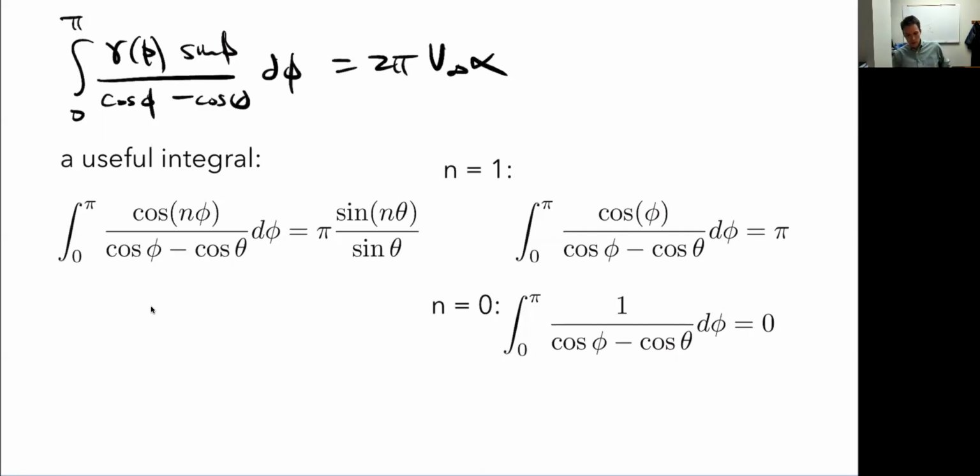Okay, so here's an integral. We can go look this up in our integral tables. It's useful. We're going to use it again later in the semester when we talk about wings. This formula holds for any integer n. Two cases are useful to us right now. One is the case n equals 1. If I plug 1 in here, I get this thing on the left-hand side. And on the right-hand side, I get sine theta over sine theta, those cancel, and I'm left with just pi. The other case we'll look at is n equals 0. This becomes the cosine of 0, which is just 1 on the left-hand side. The sine of 0 is 0, so this whole right-hand side goes to 0.